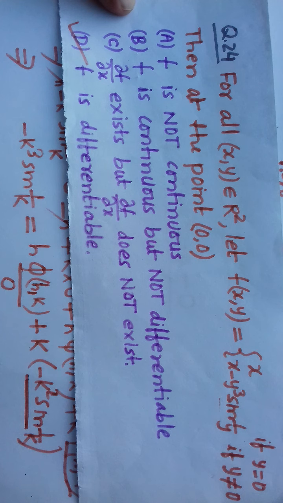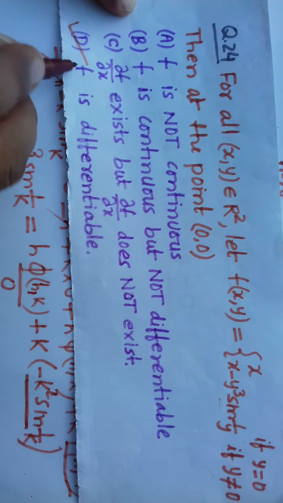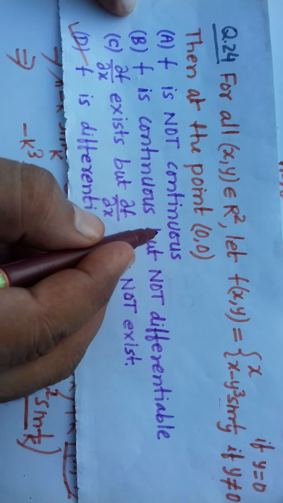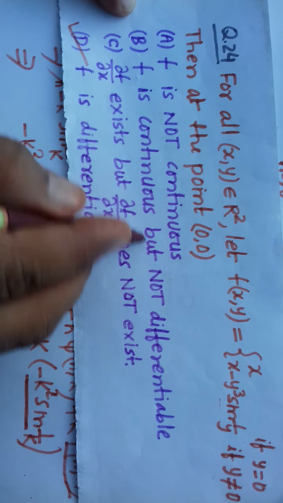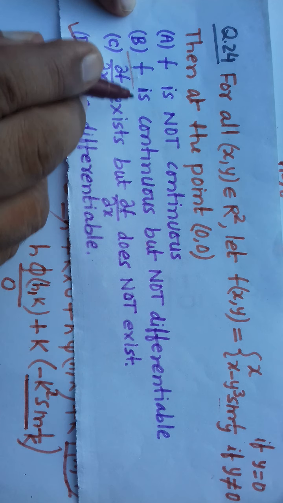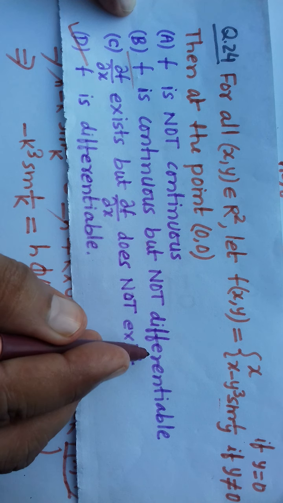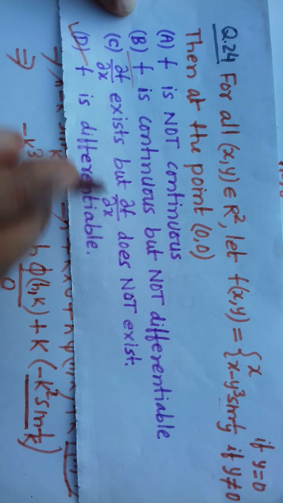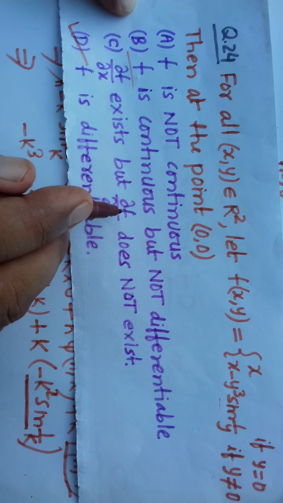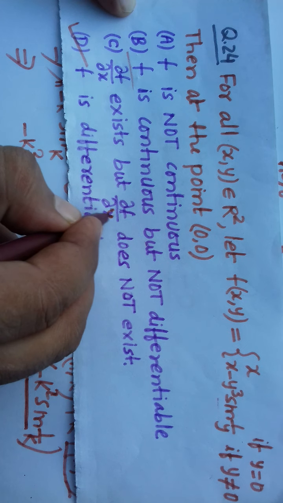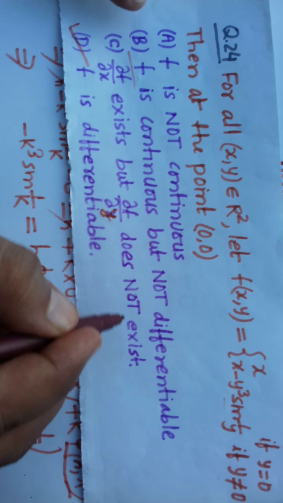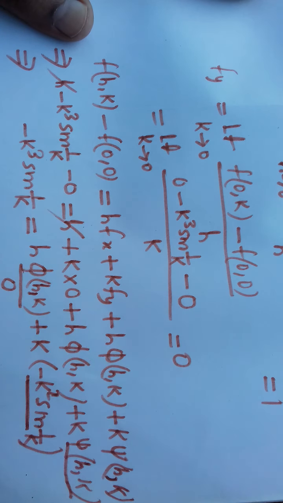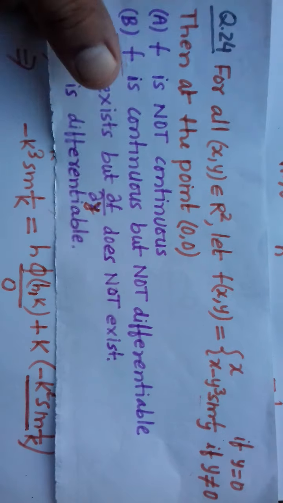Other options will be automatically incorrect because it is differentiable, so f is not continuous, it cannot be true. B is f is continuous but not differentiable, but I have shown that this is a differentiable function, so B is also incorrect. Here you see del f by del x exists, but del f by del y does not exist. This is false because I have got del f by del y to be 0. So our correct option is D.